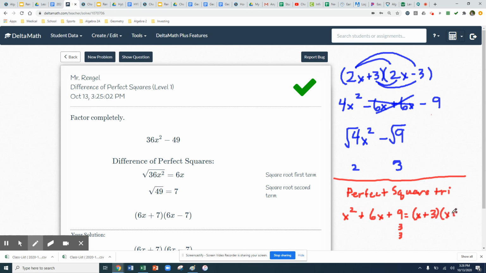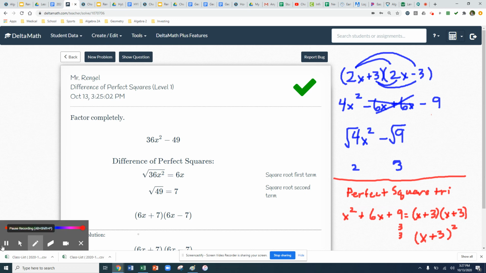Now, anytime we have two factors that are exactly the same, we can write those using an exponent. So the actual final answer that I want you to express is x plus 3 squared. So using that exponent of 2 to show that you have two of those factors, x plus 3.